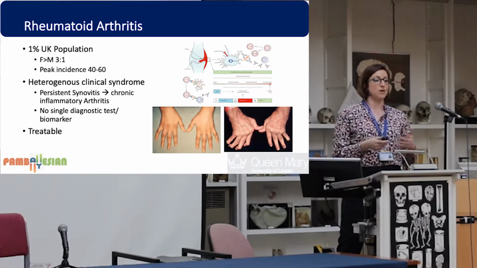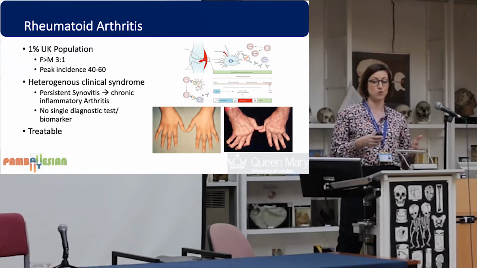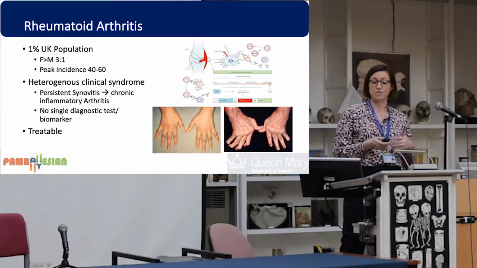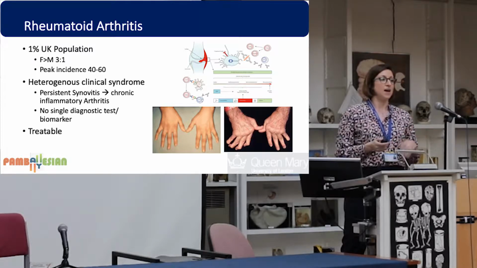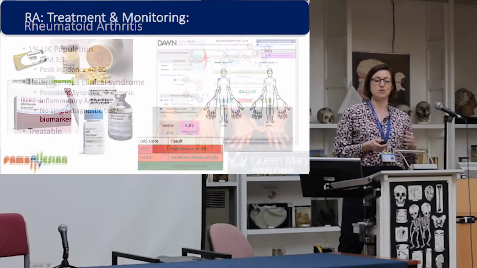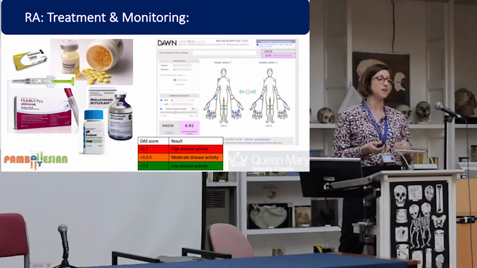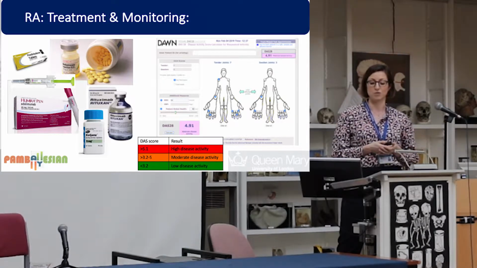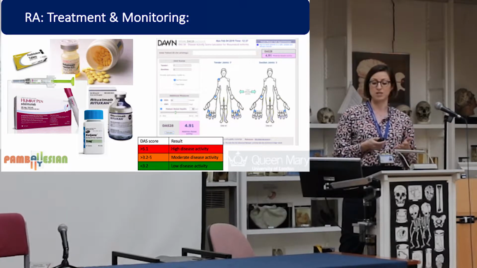There's no single diagnostic test or biomarker for the disease, which presents a challenge in terms of monitoring and how we're going to carry out this project. But the main thing is it's a very treatable disease, whereas previously it had been an inevitable decline to immobility and deformity. In the late 90s and early noughties, there was a huge explosion of treatments for rheumatoid arthritis, going from steroids and synthetic DMARDs like methotrexate to a huge amount of drugs coming through the market, biologic drugs which are extremely effective but also very expensive.